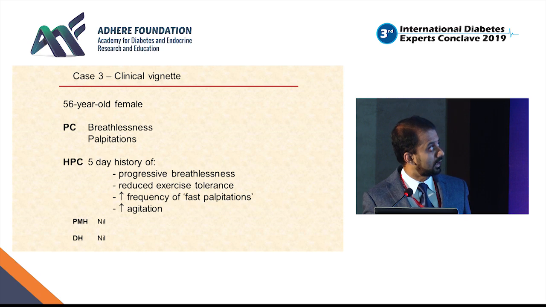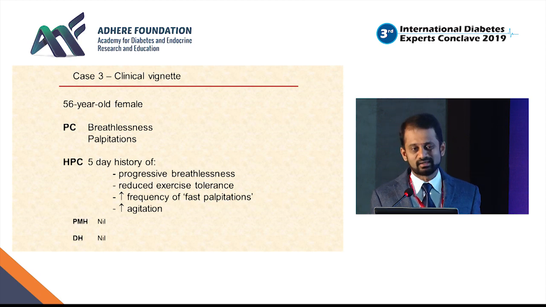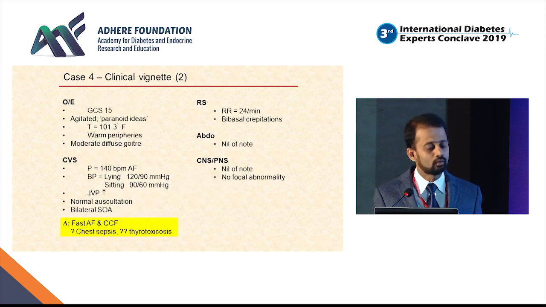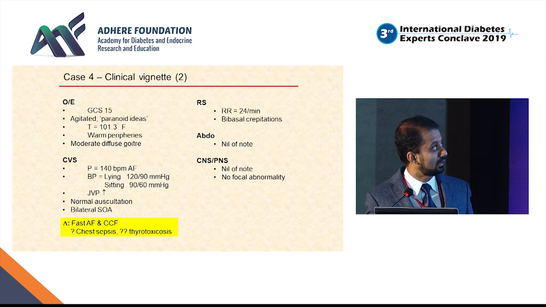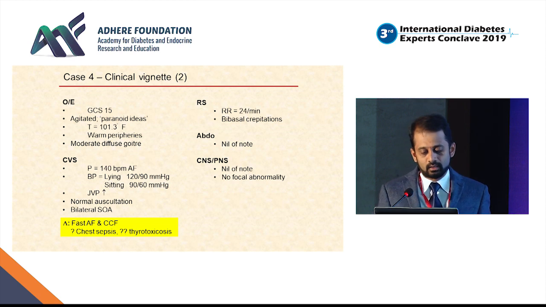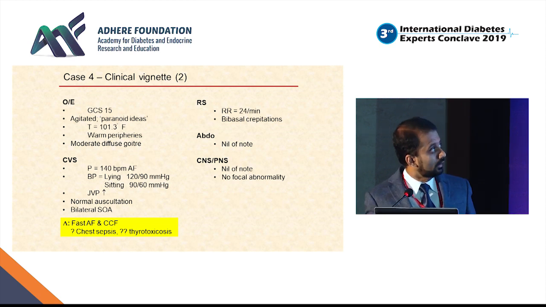So this is the third case: breathlessness and palpitation, progressive breathlessness, increased frequency of palpitation, and increased agitation. GCS is 15 and temperature is 101. There is a postural drop, probably volume related, but JVP is up. Bilateral ankle edema, and you see nil of note. So there is nothing else.